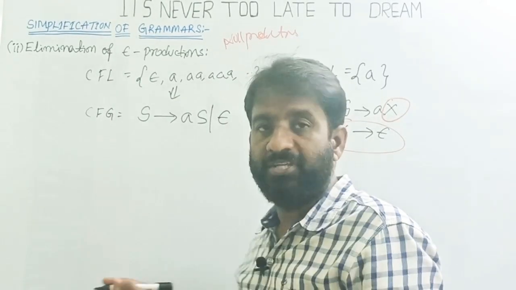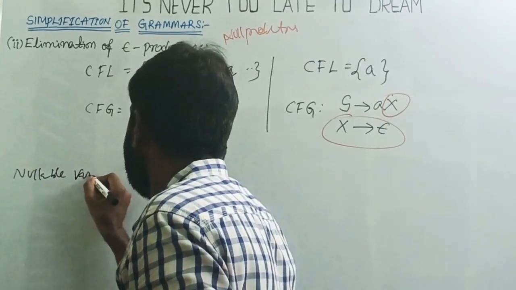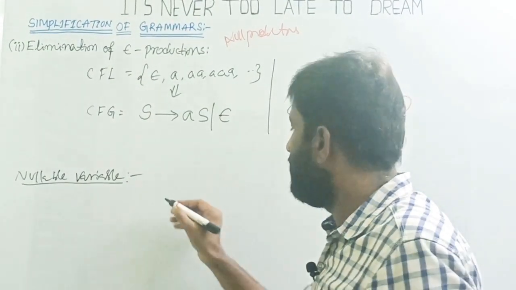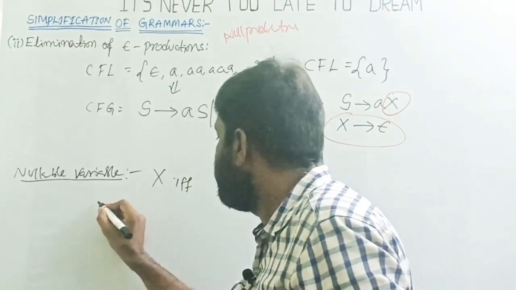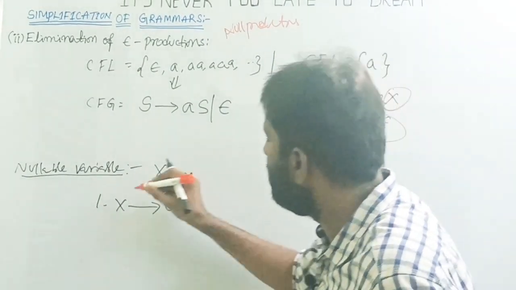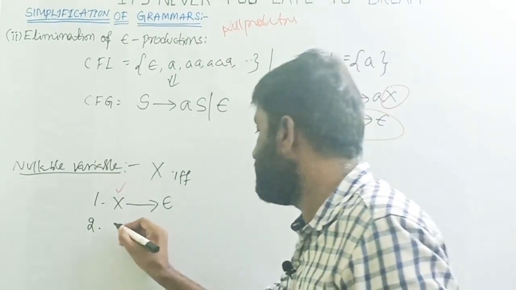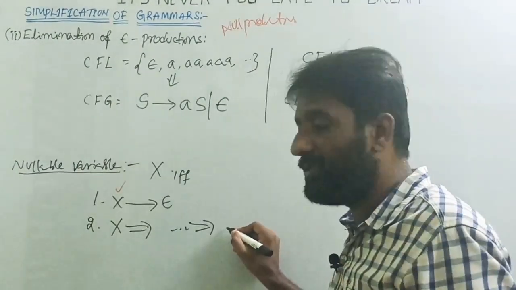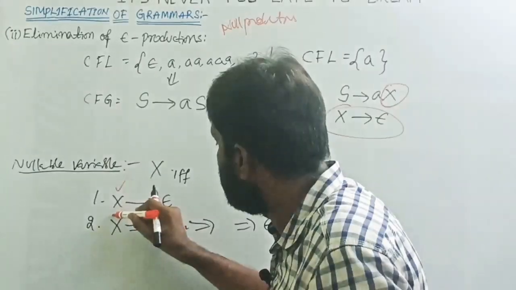First, let's define what a nullable variable is. In a context free grammar, X is a nullable variable if, for example, X has the production X tends to epsilon, so we can say directly X is a nullable variable. In another way, X is also a nullable variable if X derives some non-terminals and so on, and finally it derives epsilon.